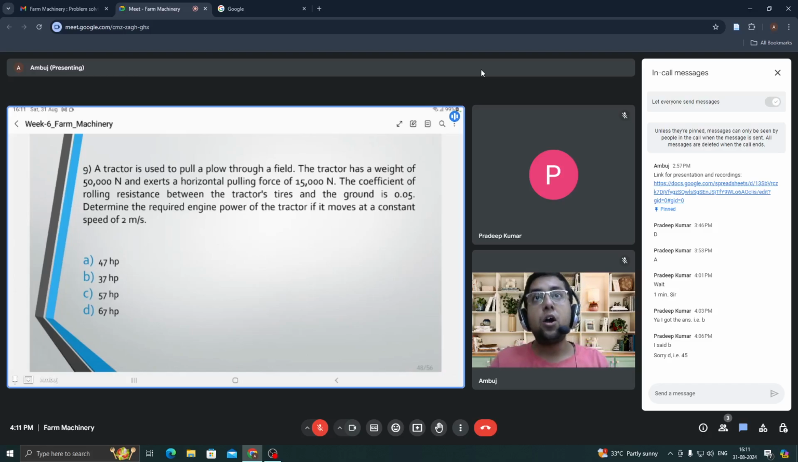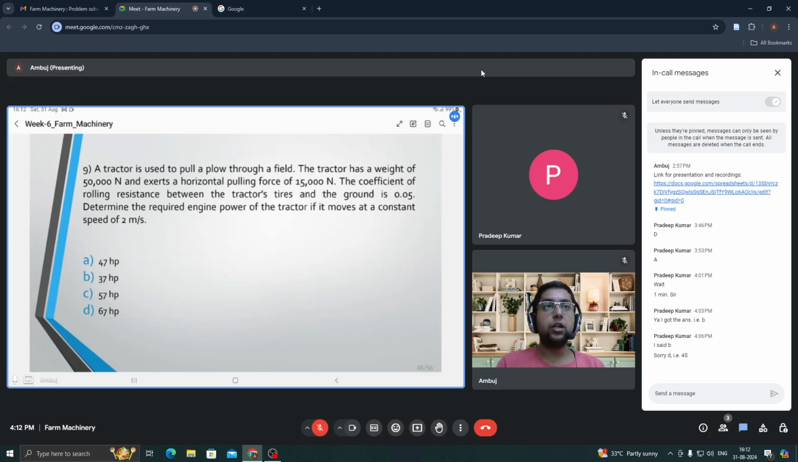A tractor is used to pull a plow through a field. The tractor has a weight of 50,000 newtons, and it is exerting a horizontal pulling force of 15,000 newtons. The coefficient of rolling resistance is given as 0.05, and you have to determine the engine power in HP if it is moving at a constant speed of 2 meters per second. Please do try to solve it.